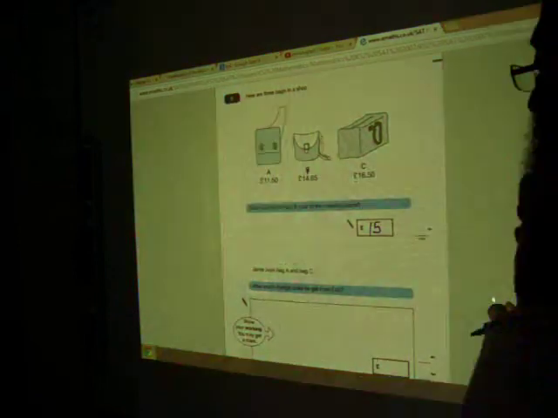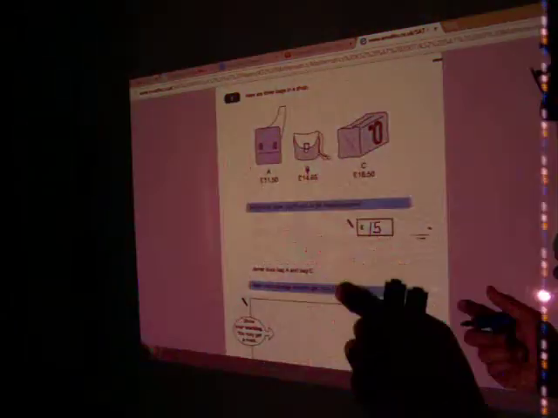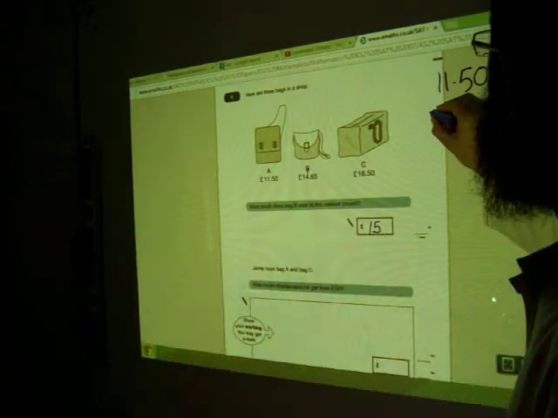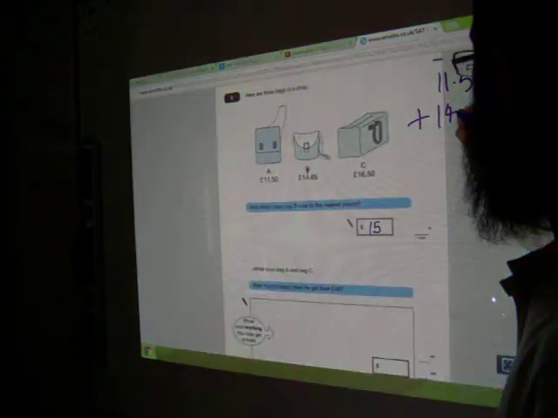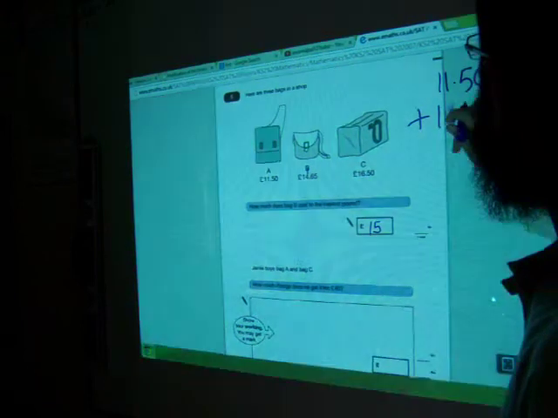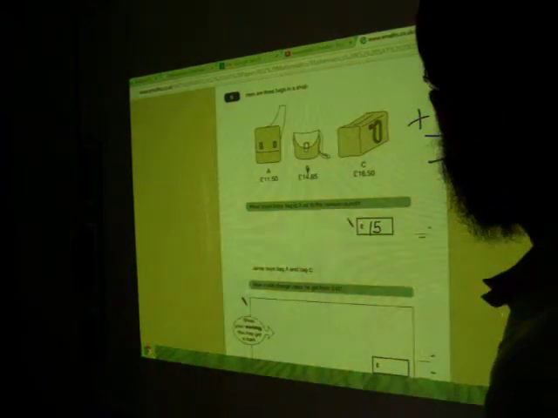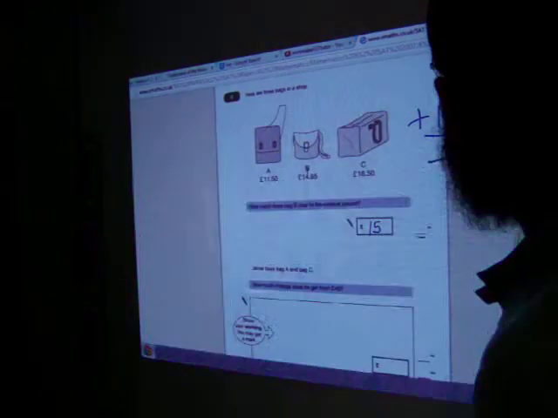First calculation is £11.50. £11.50, and what do you do? Add £16.50. Okay, add £16.50, good. Okay, that's lovely. £28. Okay, right, let's work that out.